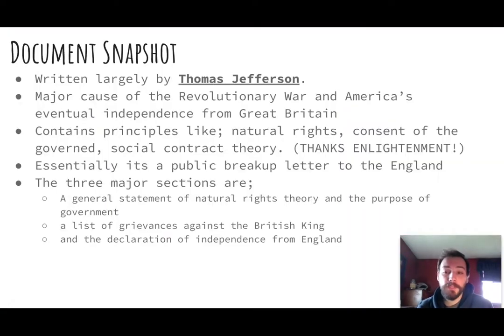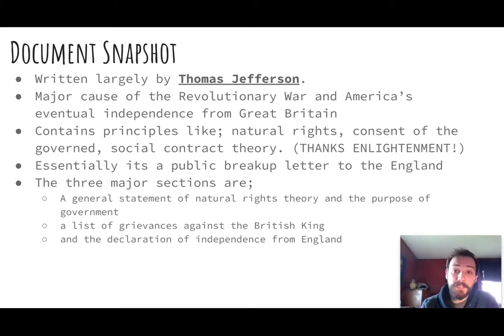So first and foremost, this is a major cause of the Revolutionary War. All of the colonists' frustrations are coming to a head based on taxation, their lack of representation in Parliament, and what they feel are disrespectful acts from the king. It is written largely by Thomas Jefferson, and you will see Enlightenment thinkers like Rousseau, Hobbes, Locke, and Montesquieu, not only with their fingerprints all over this document, but all over the Constitution.